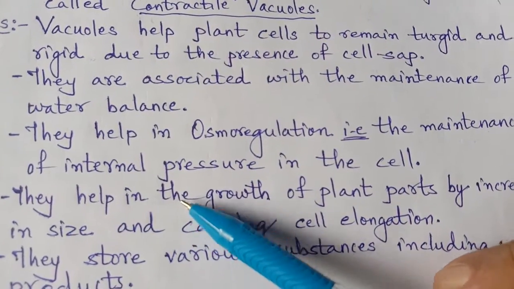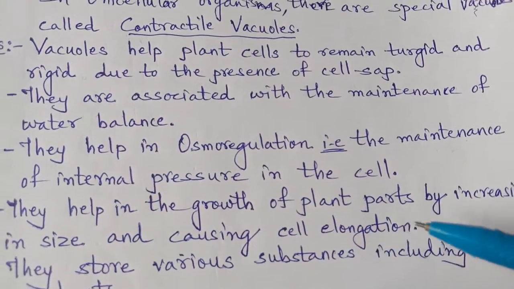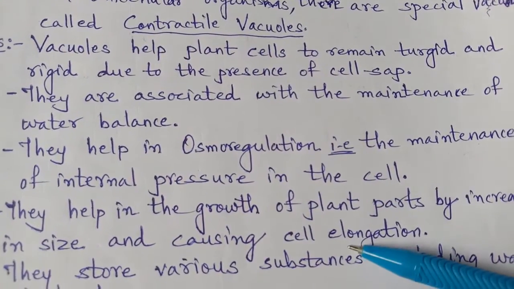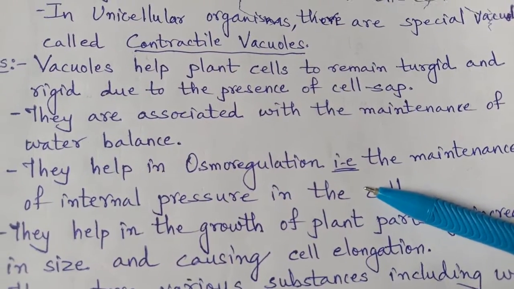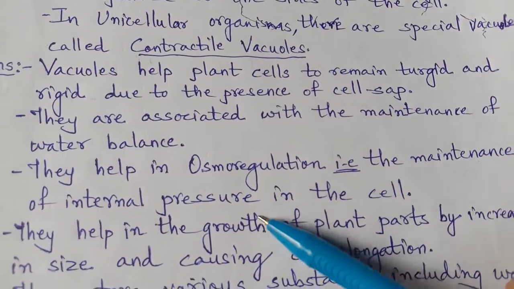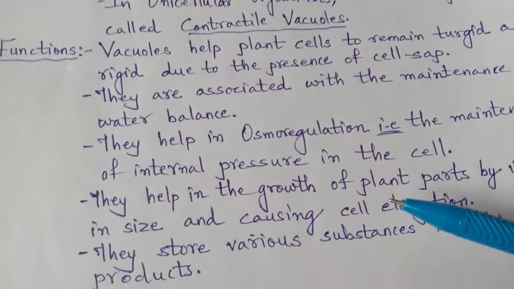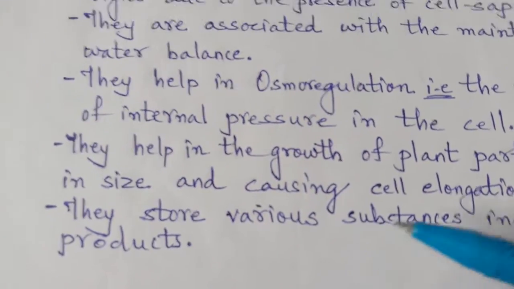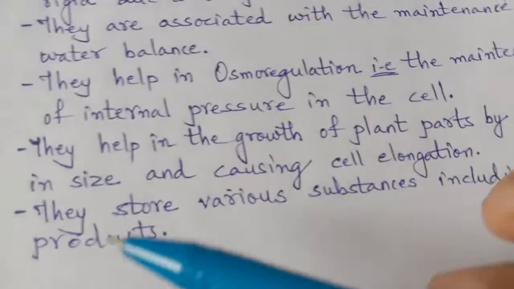They also help in the growth of plant parts by increasing in size and causing cell elongation. They themselves increase in size, and as they increase in size, because they have to remain in the cell, the cell also elongates. This is how they help growth of plant, and this is how the plant slowly and gradually grows from tender saplings to the matured plants. They store various substances including waste products.